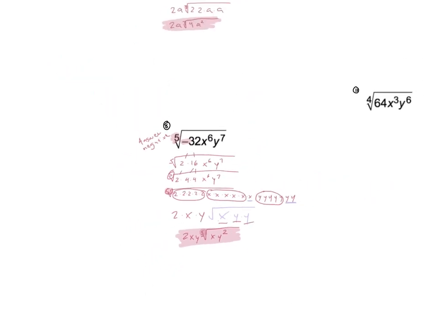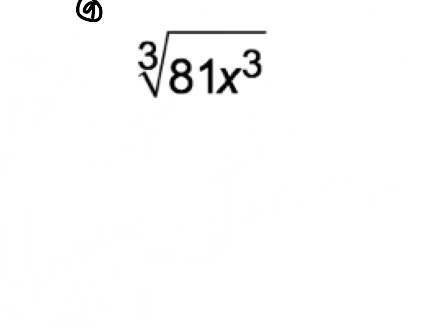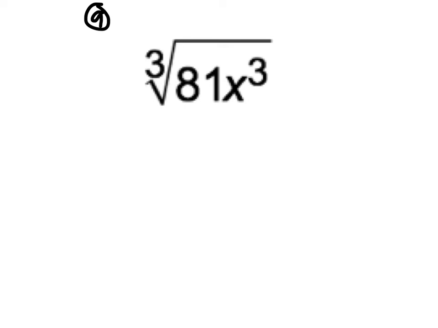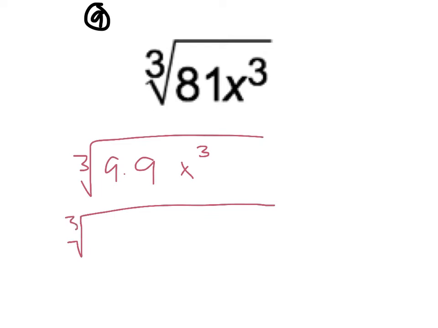Okay, let's go on to 9. So we have the cubed root of 81x cubed. So we are going to take the cubed root. 81 breaks down into 9 and 9. And we have x cubed, which we could write as 3 x's, but I'm just going to wait to write it as 3 x's at the end. And then 9 breaks down into 3 and 3. And this 9 breaks down into 3 and 3. And now I'm going to write the 3 x's.